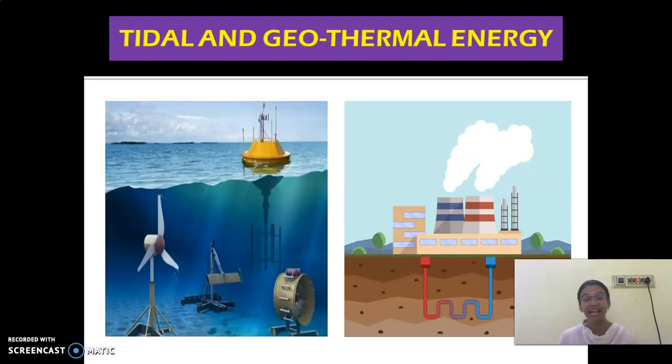Next thing is tidal and geothermal. Tidal, what is that? Due to the tides, that is the waves produced from the seas, the same setup applies. A turbine is there, and from this turbine, electricity is generated. And geothermal: geo means earth, thermal is nothing but heat. So electricity is produced with the help of the heat which is produced from the earth.